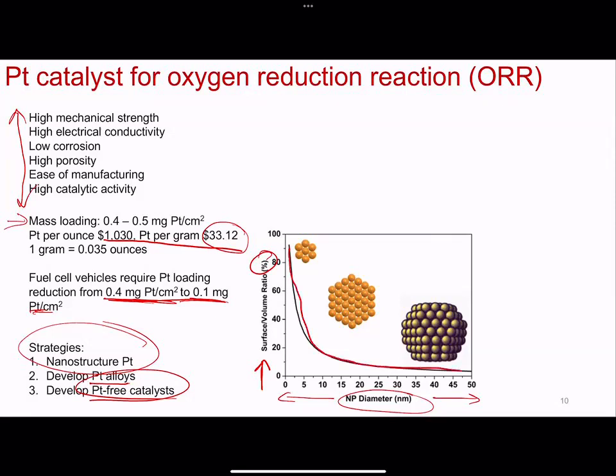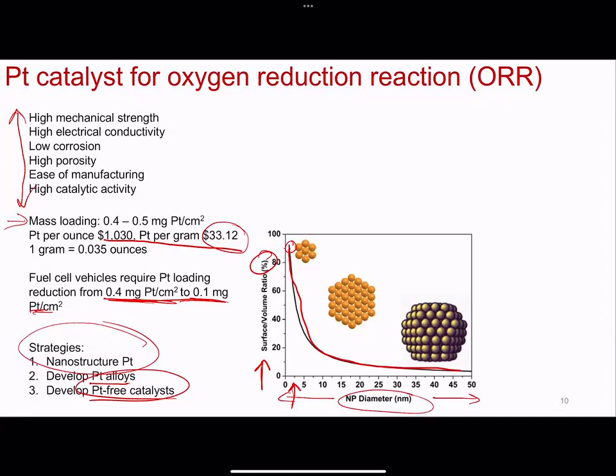And you could see if you make really small nanoparticles, aka 2 to 5 nanometers, the surface area to volume ratio is very high. That means it's very active. So you can reduce the amount of platinum that you have by just nanostructuring it. You use less material, but you drive the reaction rate way up.